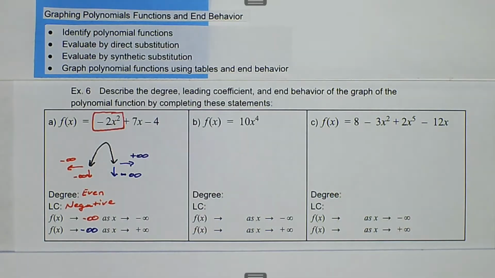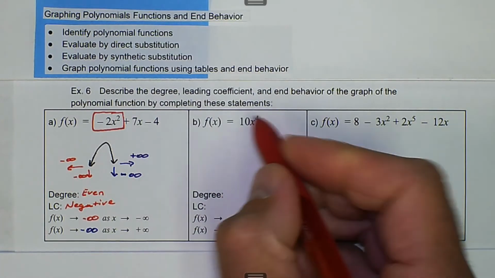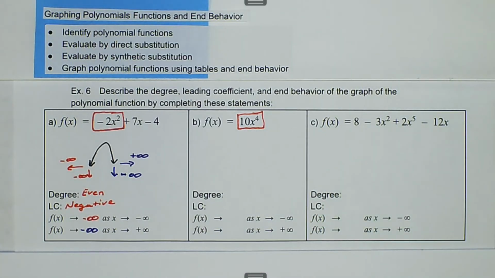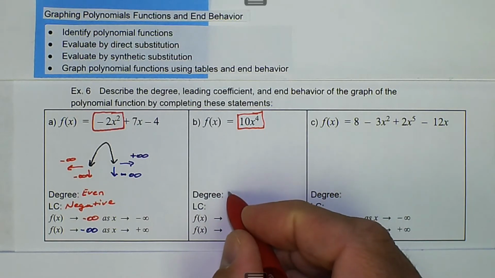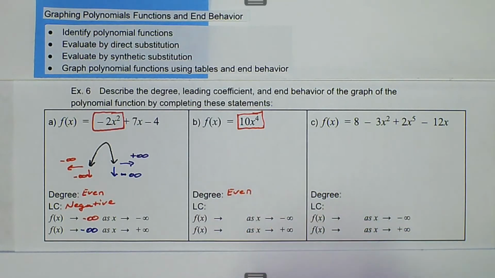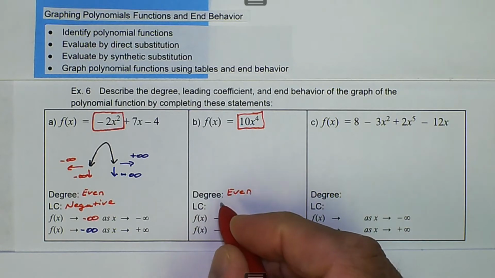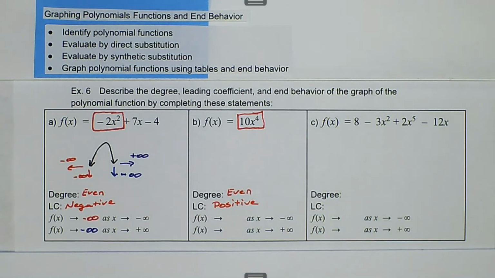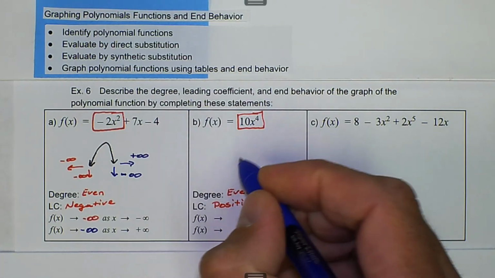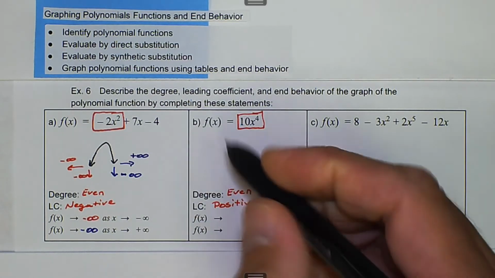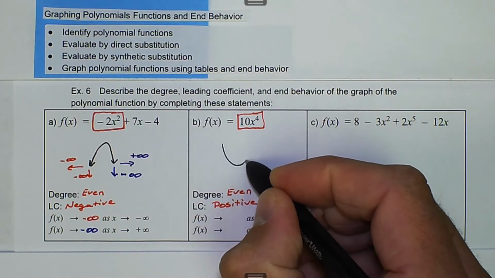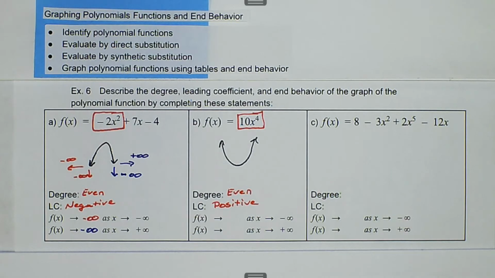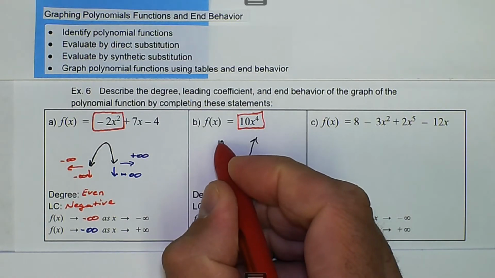Next one we're looking at is we have 10x to the fourth. There's only one term there, so it's easy to figure out what the highest degree is. And this one it's 4, so the degree is even. And the lead coefficient is positive. So with the lead coefficient of positive, and it's even, we don't know exactly what's going to happen in between, but we know at the end behavior that they're both going the same direction and they both point up.